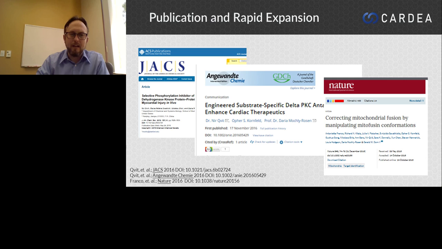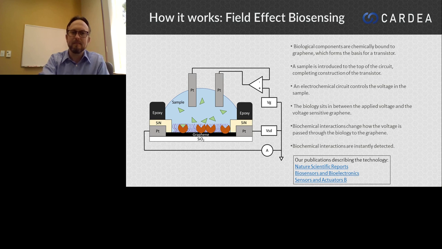Before we get to that, I haven't yet explained how field effect biosensing works. And now that I've shown you a little bit of what field effect biosensing does, I want to show you how field effect biosensing functions. This is a diagram of our device.